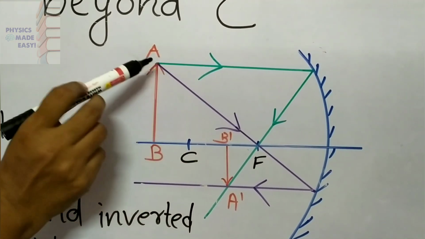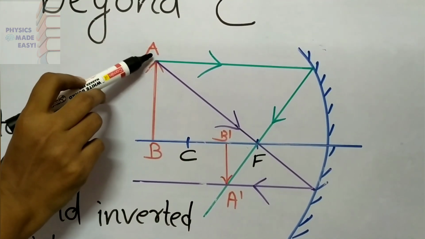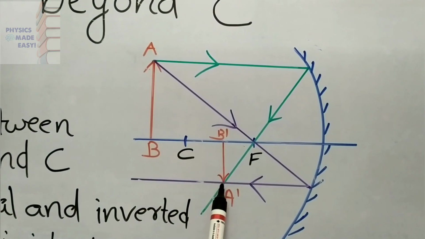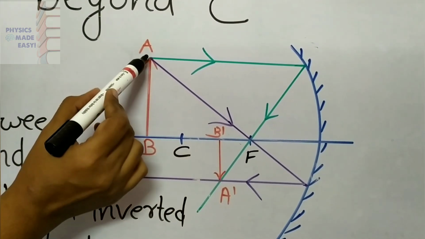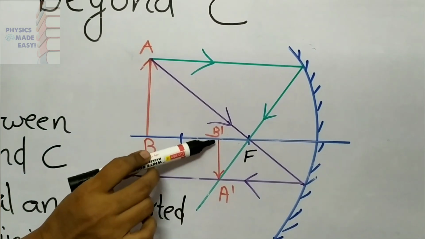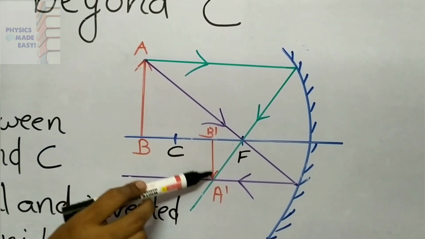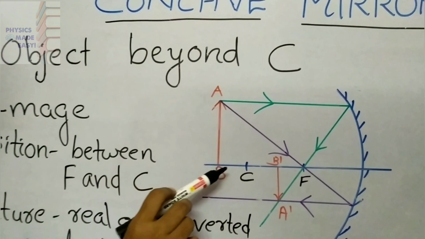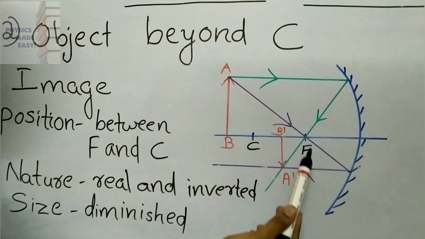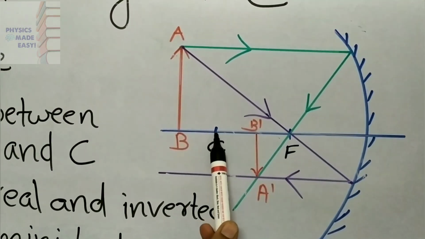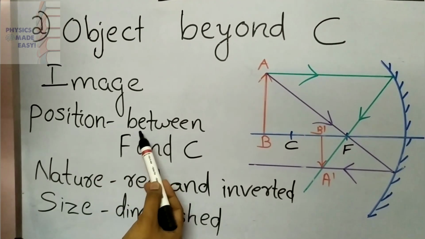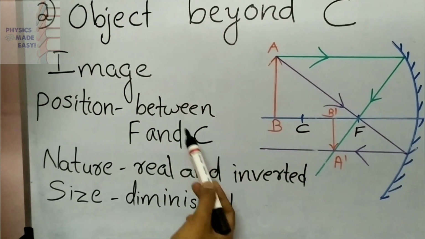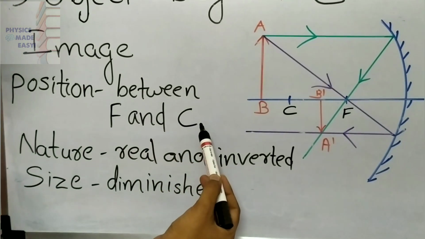Those two rays started from here, the incident rays there, so you can say this point A dash, you can see here, that is the image of this point A. Like that you will get the image of that object here. So what about the position of that image? Here you can see you are getting that image between F and C. So position of image is between F and C, between focus and center of curvature.